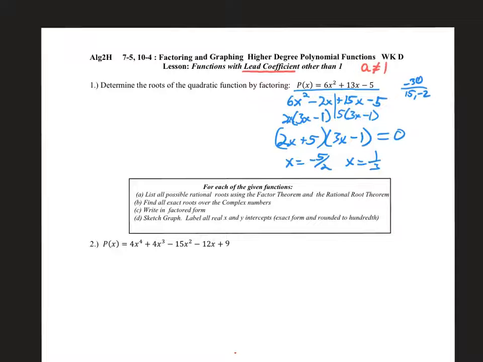Both of them are fractions, and the numerators of both of these fractions are factors of the constant. They're factors of 5, negative 5. And the denominators, 2 and 3, these happen to be factors of the leading coefficient.